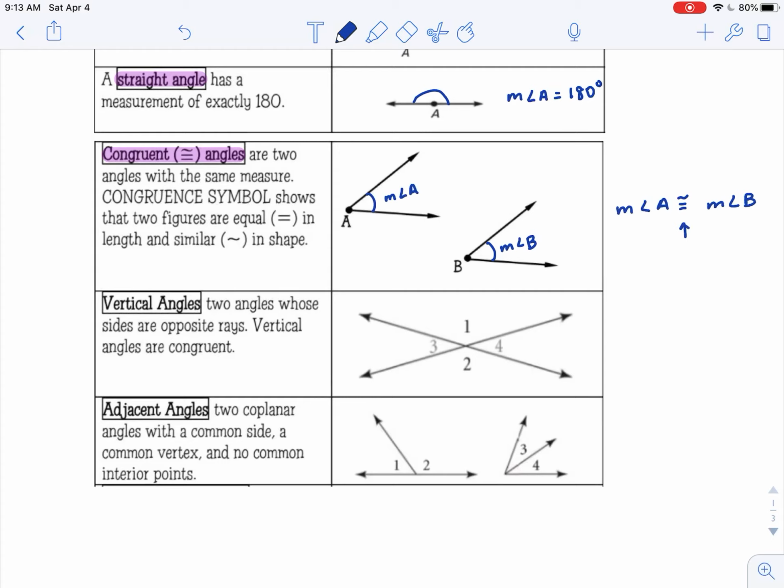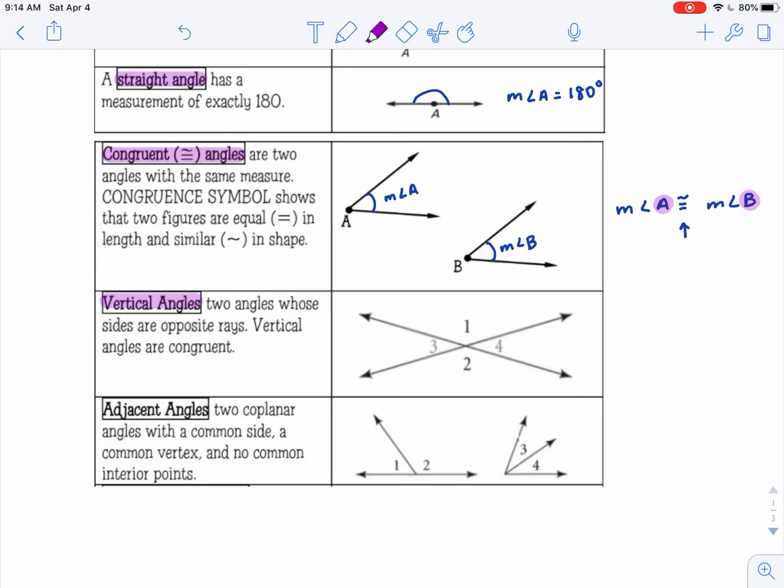Now, notice right here. What this is telling us is the degrees of both these angles are the same. These are two different angles. This is angle A and this is angle B. So that's where the squiggly line comes in, similar shape, and the equal sign tells us the degrees are the same. Two different angles that share the same measurement.